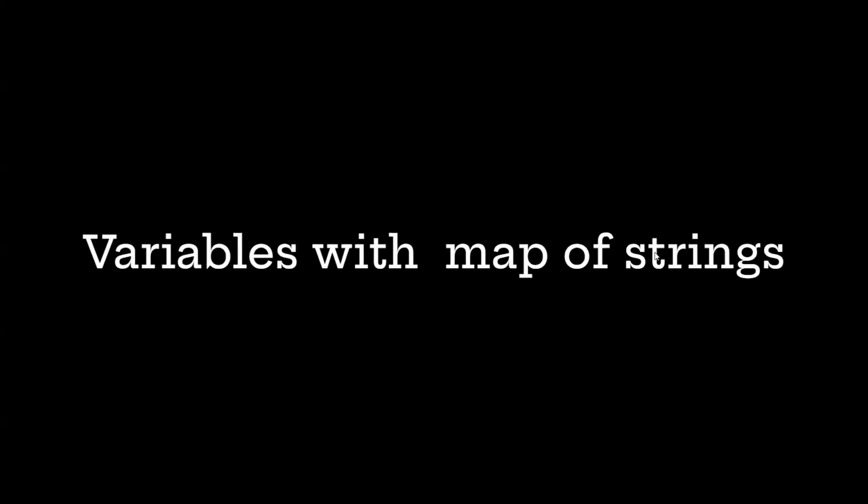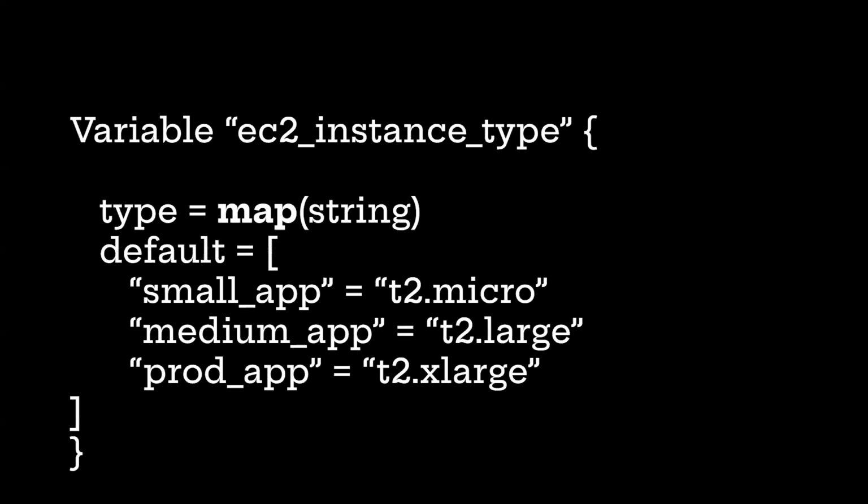In this video, we are going to see one of the concepts in the Terraform series, which is map of strings. So how can we use map of strings with variables? For that, we have the variable block here. This is an example of how to use this. You have to specify type equal to map of string.